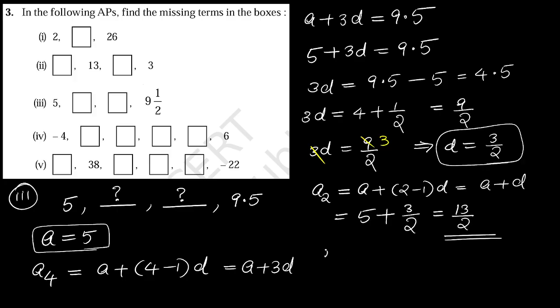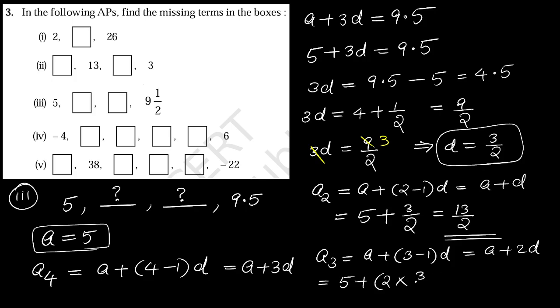And the third term also I want. The missing third term is A plus 3 minus 1 into D, or A plus 2D. A is 5. D is 3 by 2. 2 cancelled. I don't want to discuss the calculation, okay? If you don't understand the calculation, you can tell me. So I found both the missing terms. One is 13 by 2, the other one is 8.